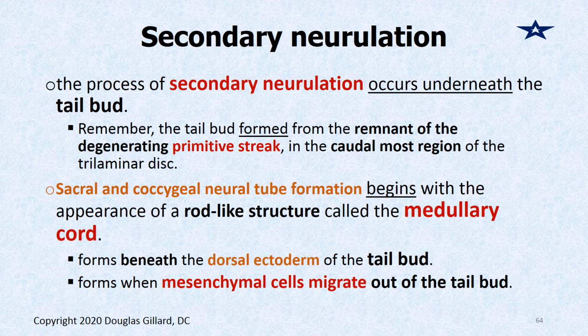So sacral and coccygeal neural tube begin with tissue forming underneath the tail bud. And the first thing you get is something called a medullary cord, which becomes hollow. So that forms beneath the dorsal ectoderm of the tail bud. It forms when mesenchymal cells migrate out of the tail bud. Just like they were migrating out of the primitive streak, they migrate down through the tail bud region. Their genes are manipulated to become this medullary cord.